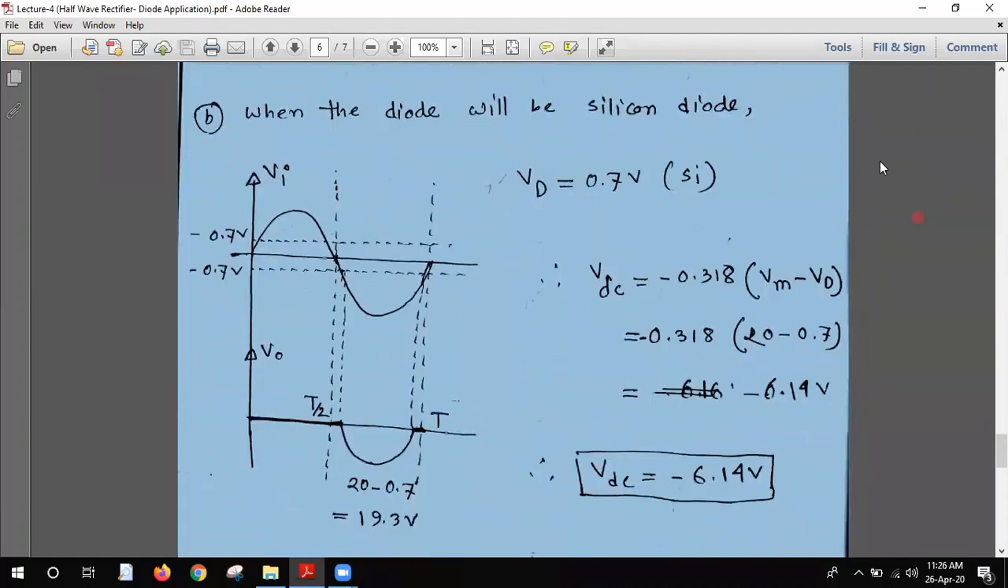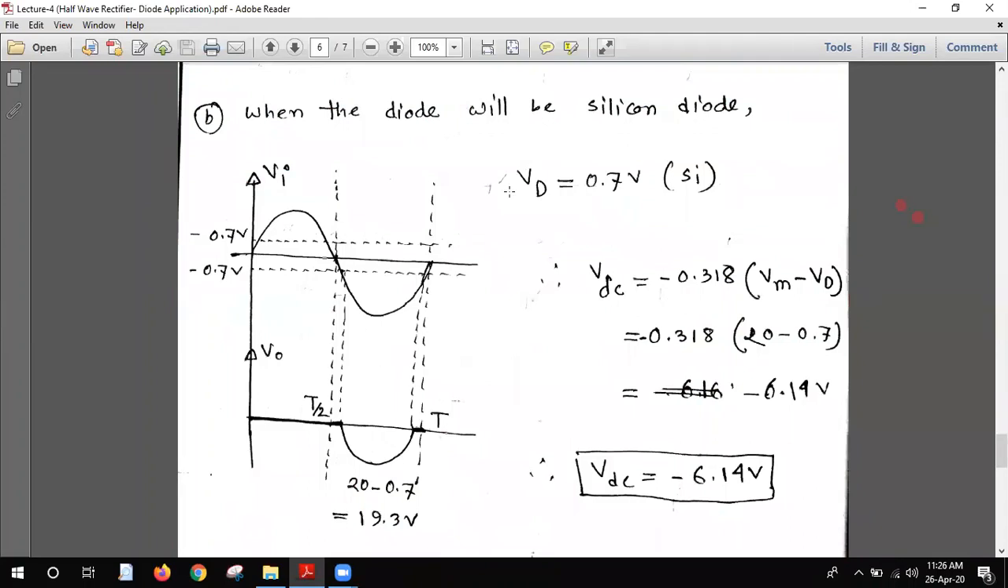Let's see what happens. One thing you remember. In the silicon diode, the voltage VD equals to 0.7 volt. Okay. So we already showed how it affects. So in the positive cycle, it is reverse bias. The circuit is reverse bias.